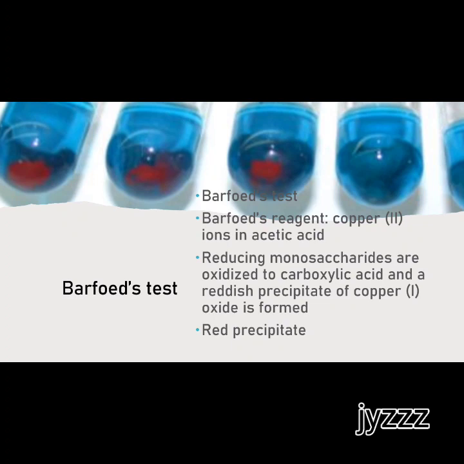In the presence of reducing monosaccharides, they are oxidized to carboxylic acid, and a reddish precipitate of copper oxide is formed, giving you a red precipitate. That is for your Barfoed's test.